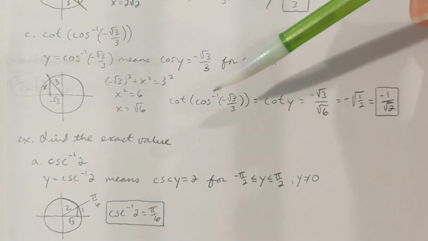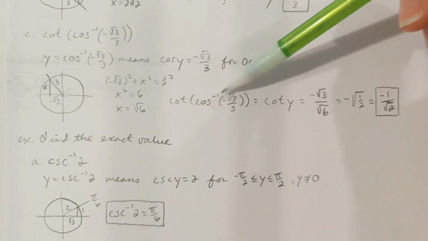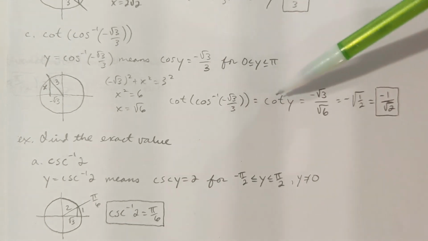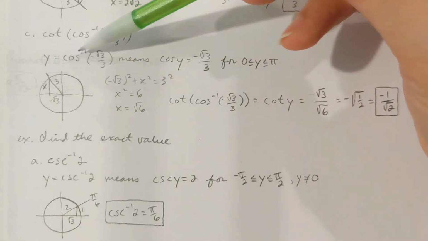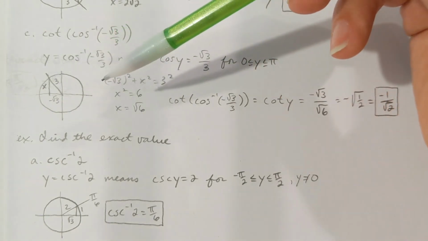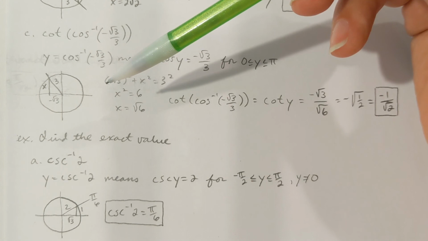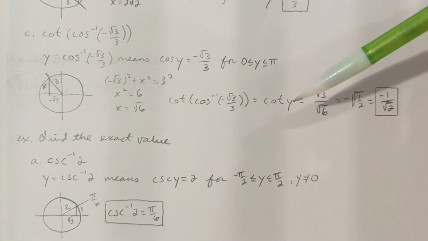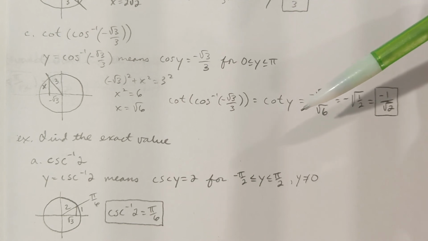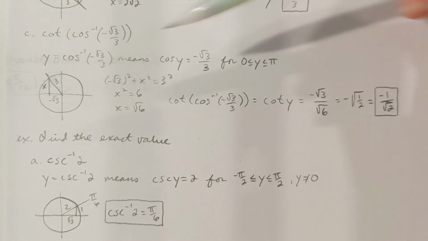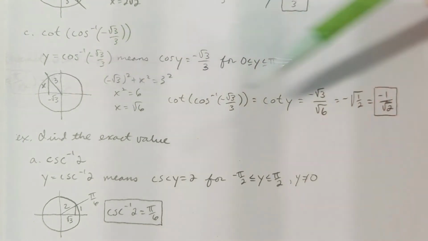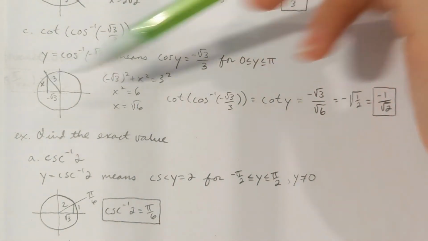And, okay, cotangent of cosine inverse of negative root 3 over 3 would be the same as cotangent of y. And this triangle is built in terms of angle y. So tangent of an angle is opposite over adjacent. Cotangent of an angle would be the reciprocal of that, right? I want the adjacent over the opposite side. The adjacent side is negative root 3. The opposite side is root 6.